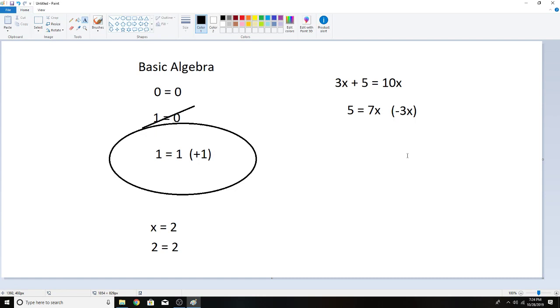Now, with that, we can then go and find x. So, what does x equal? Well, 5 equals 7x, so what do we have to do to one side to get it just to equal x?